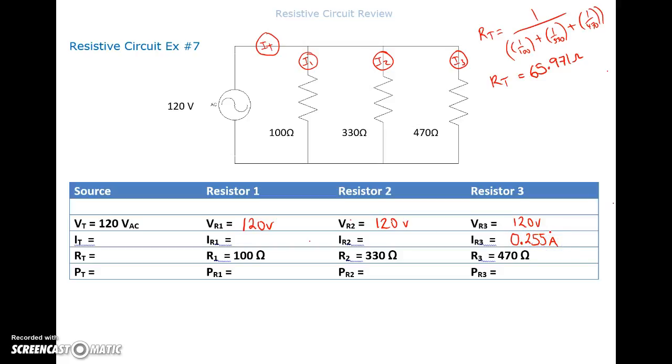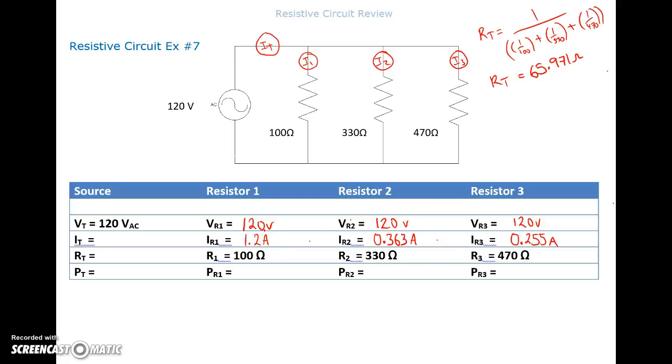Now, I'm telling you right now, this is not going to work out to be 65.971 when we get back here, because when I do 120 divided by 470, I'm getting 0.255319149. So disgusting amount of decimal places there. I've decided to keep 3 of them. Let's do 120 divided by 330. That gives me 0.363. Okay, and then obviously the 120 divided by the 100 gives me 1.2 amps.